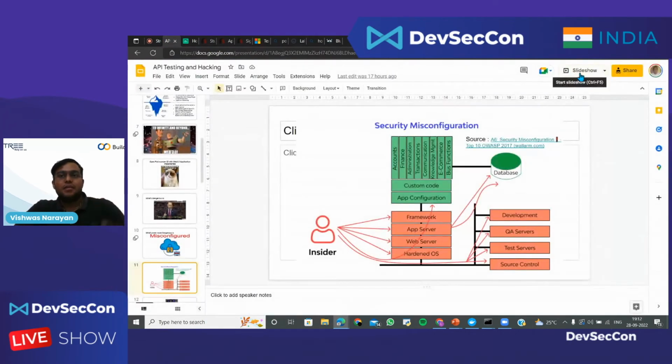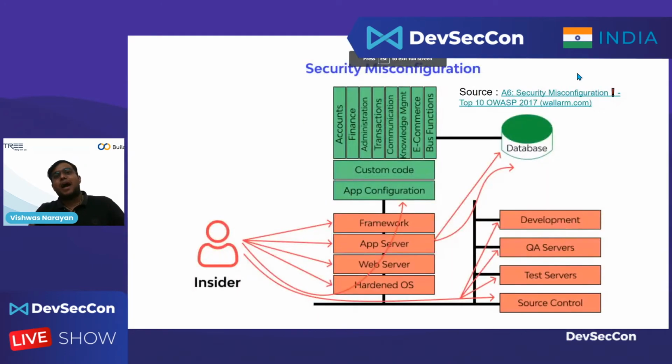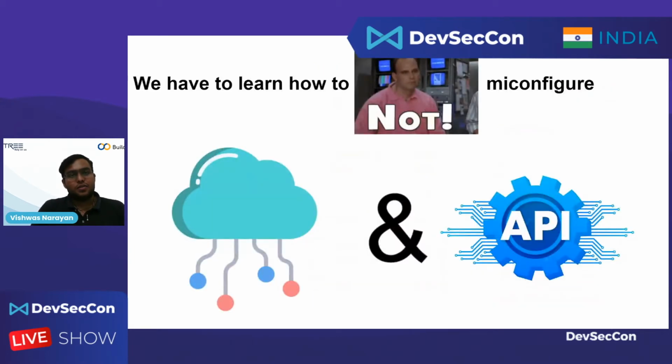So I think the best practice is to always think that you are compromising your infrastructure somewhere down the line, and to not assume you're more secure just by adding a little bit more complexity. Probably that's the dumbest thing that you can do. So we have to learn not to misconfigure cloud and APIs.